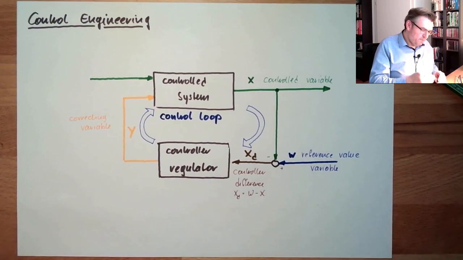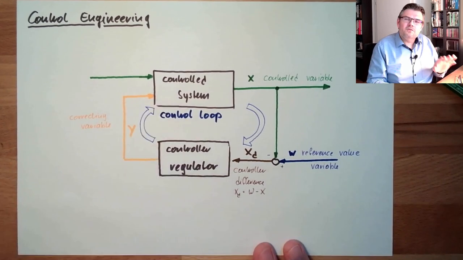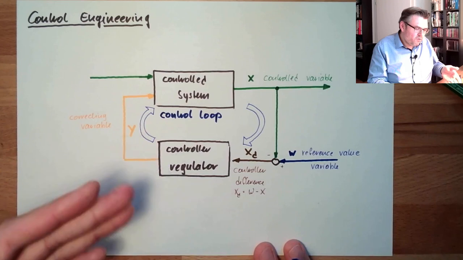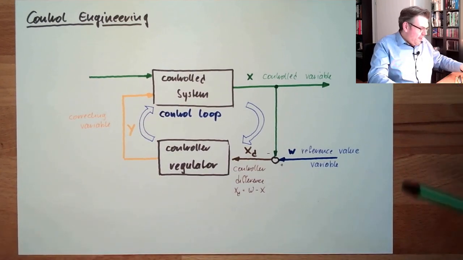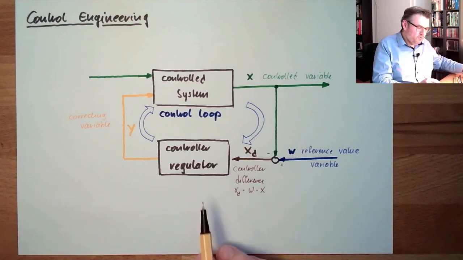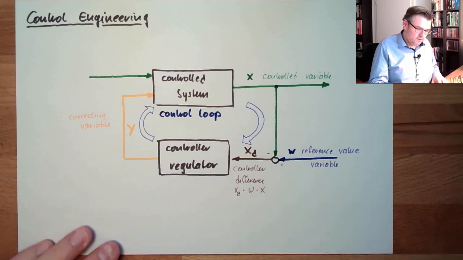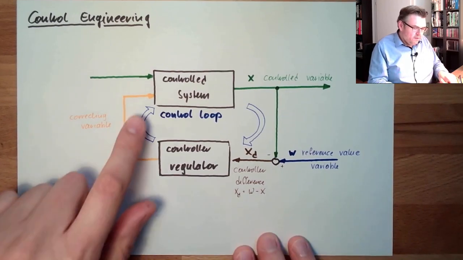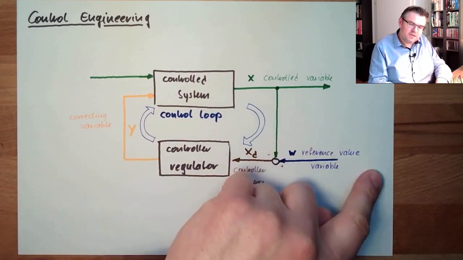This reference variable here, this is something the controller cannot change. Also, the control system cannot really be changed by the controller. It can just be influenced. So, actually, the task of control engineering is to produce a controller which can handle the control system in a way that the controlled variable is following the reference variable as it should. Usually this is given from somewhere outside.